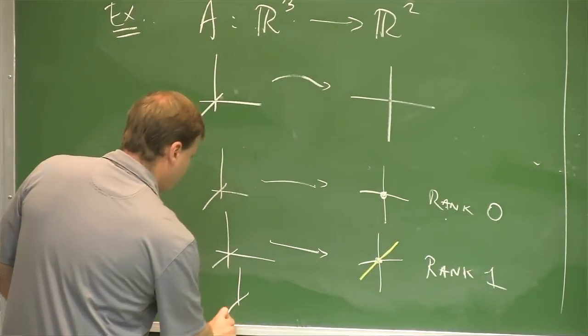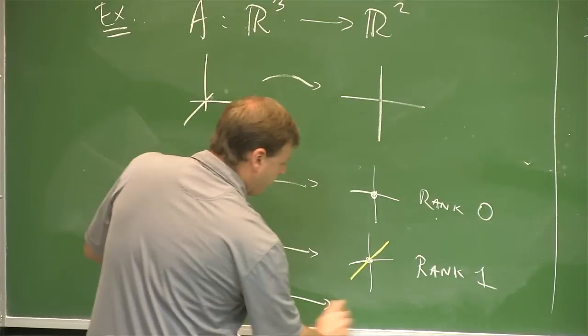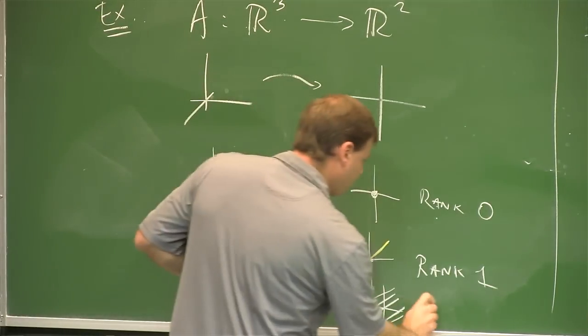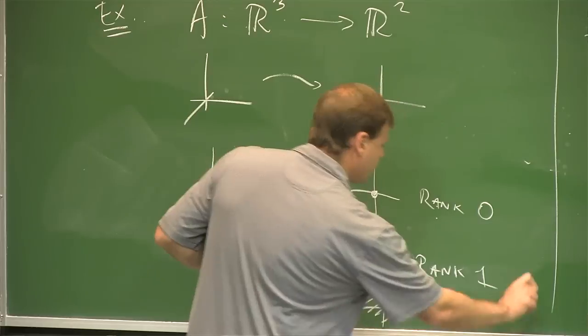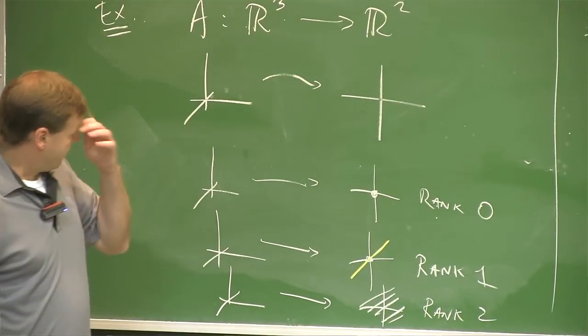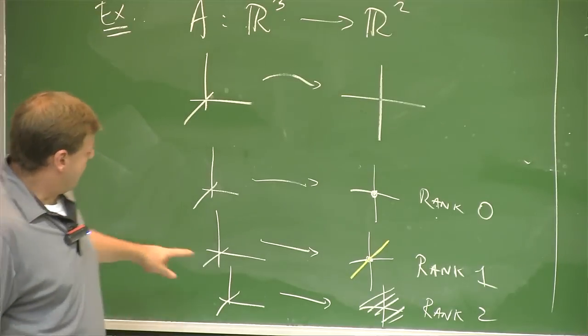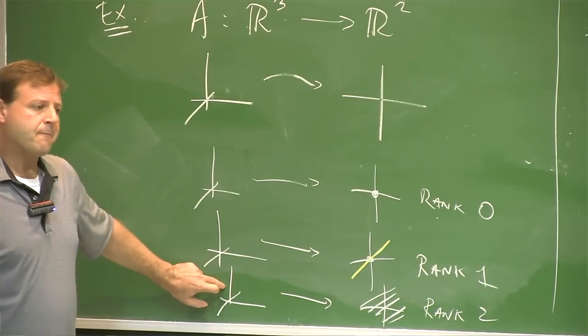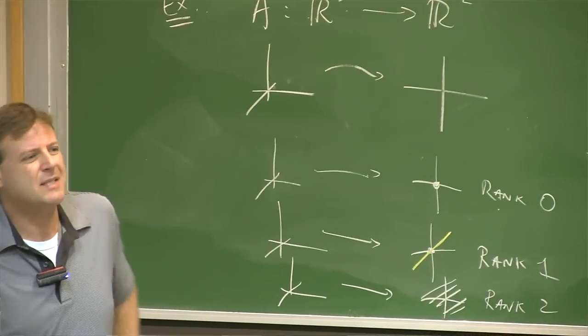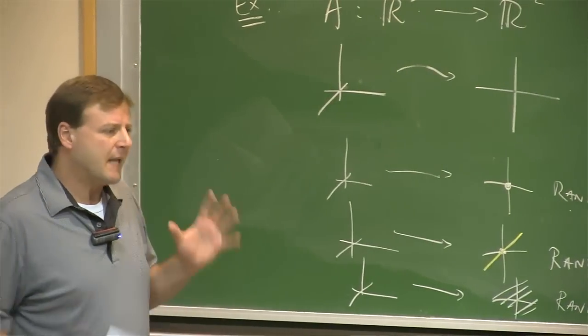And then we could have the whole space get mapped over to the whole 2 dimensions. And that would be rank 2. Now, one of the things I want to try to develop for you is this intuition. So you see, this is 3 dimensions. And then I land in 2 dimensions. So what has to happen to that last dimension? Where does it go? Something happened.